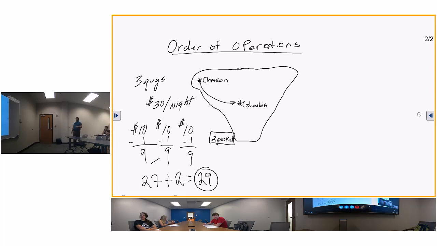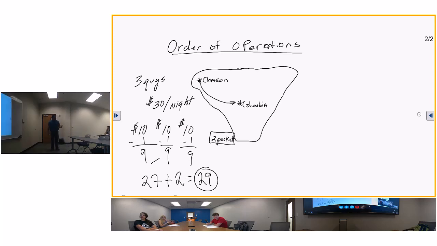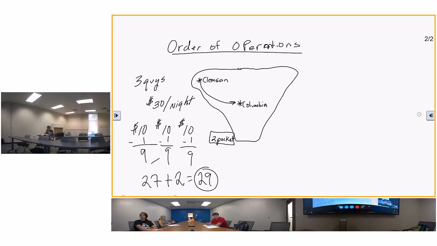Where's the missing $1? I've done told you he put 2 in his pocket, and I put it back in there. I said add 2, subtract 2. 27 plus 2 is 29. Where's the $1? Where's the missing $1? You tell me the answer, and you get it right, you can leave. No, I'm just kidding. Who's got a guess?